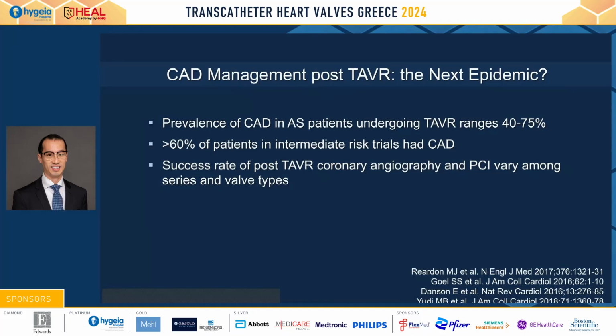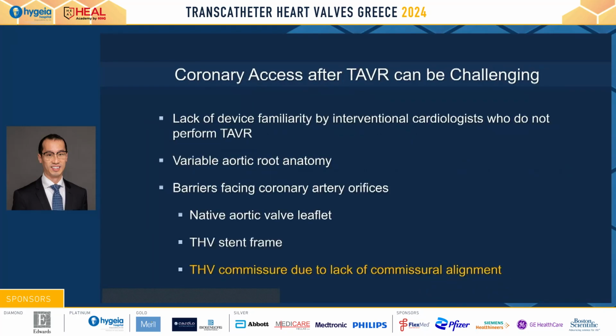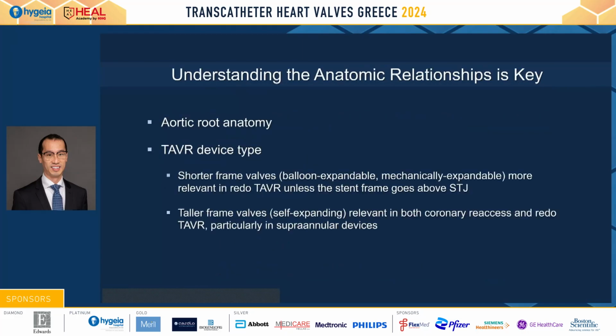And so it really depends on the coronary angiography and PCI, depending on the device type and anatomy of the aortic root. And the reason why it can be challenging is that most operators out there are not familiar with TAVI at all. And so there are a number of barriers limiting reaccess: not just the native aortic valve leaflets, the valve frame, and of course, the valve commissure if you have misalignment. So it's really important to understand the aortic root anatomy and the TAVR device.